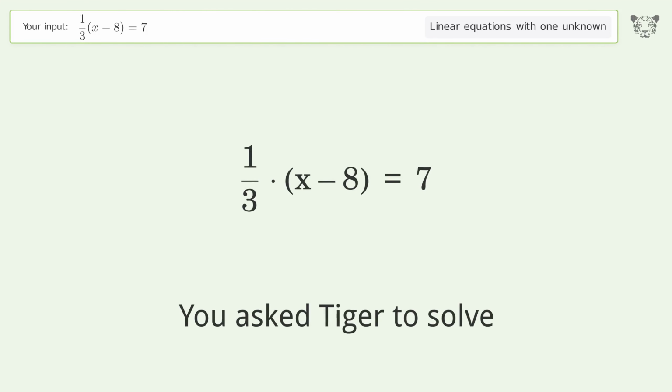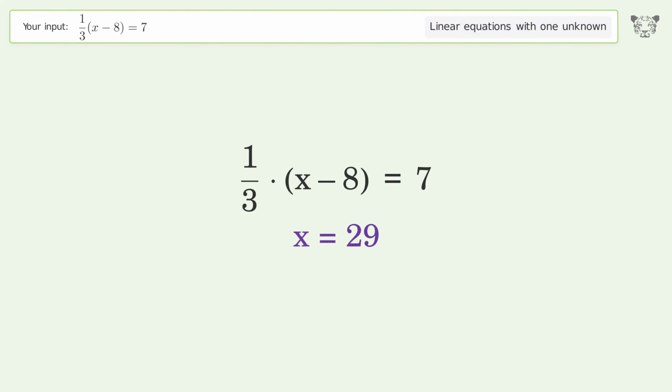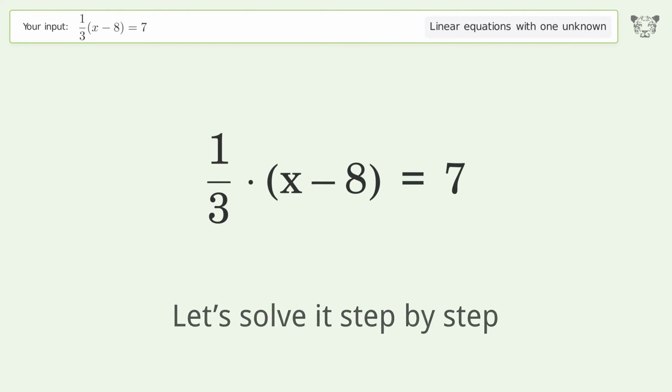You ask Tiger to solve. This deals with linear equations with one unknown. The final result is x equals 29. Let's solve it step by step.